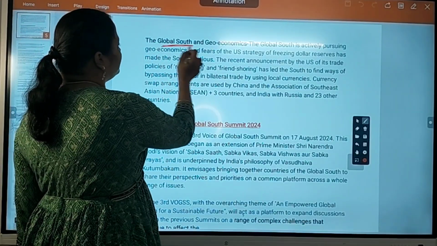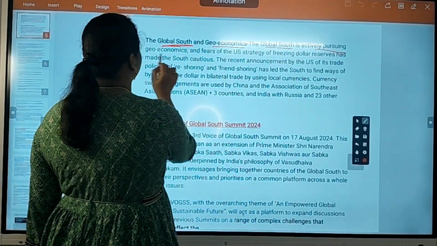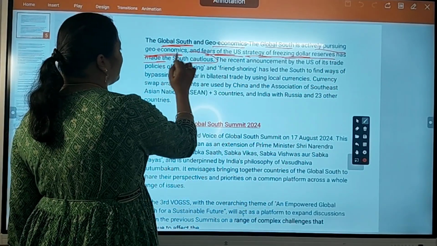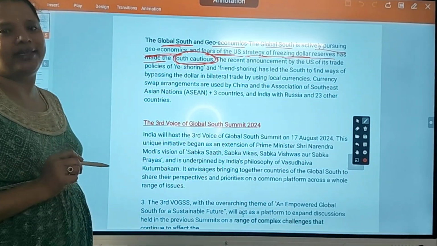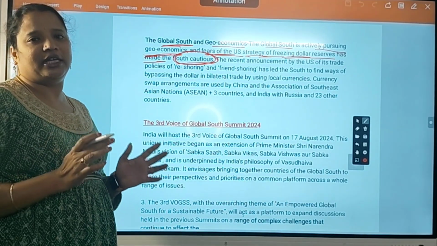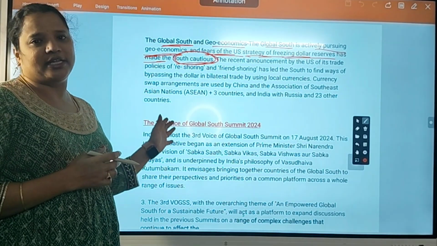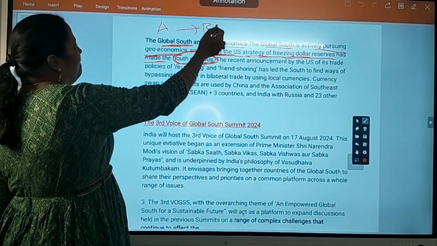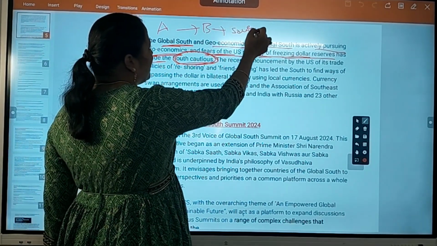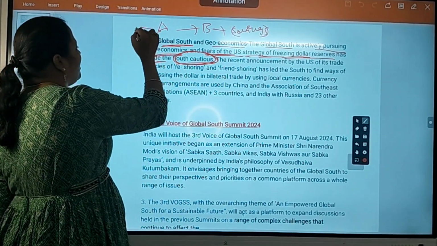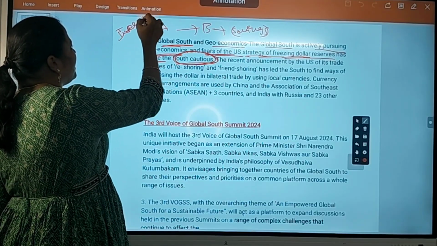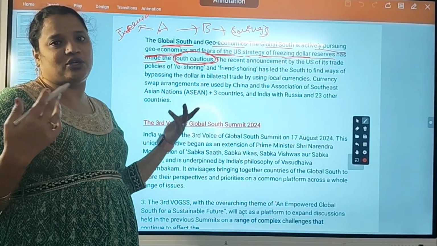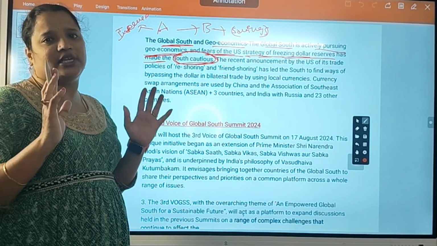So, Global South and geoeconomics. Global South is actively pursuing geoeconomics. Fears of the US strategy of freezing dollar reserves have made the South cautious. Why? Because if there is a person A and a person B, and B has more savings, then automatically A will compare himself and feel insecure. The same thing is happening with countries. Watching the developed countries' dollar reserves, South countries are facing some issues.